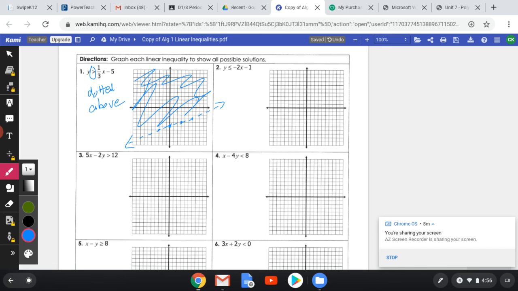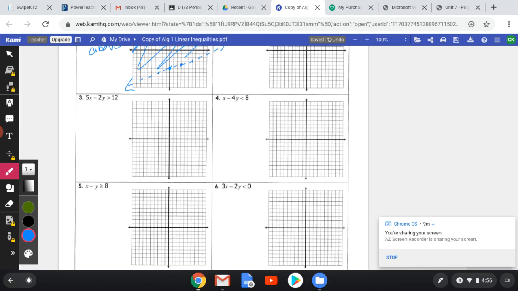Let's look at number 3. Number 3, we need to get in the form of y equals mx plus b. So I need to subtract 5x from both sides. I have negative 2y is greater than negative 5x plus 12. And then divide everything by negative 2. And then we divide by a negative, so you know what that means. We flip the inequality symbol. And when we divide by negative 2, we get y less than 5 over 2x minus 6.